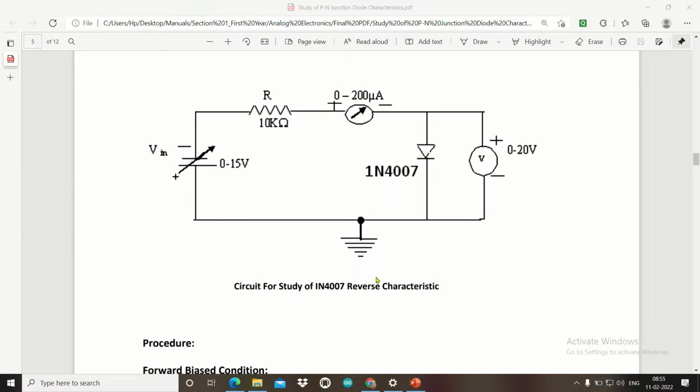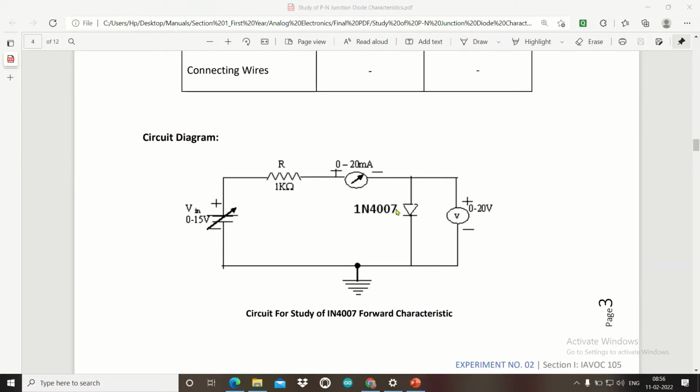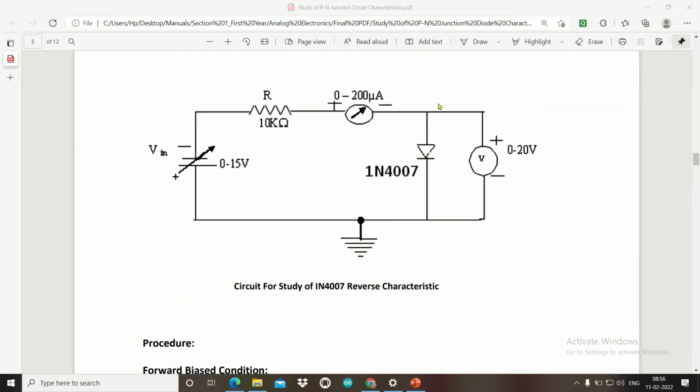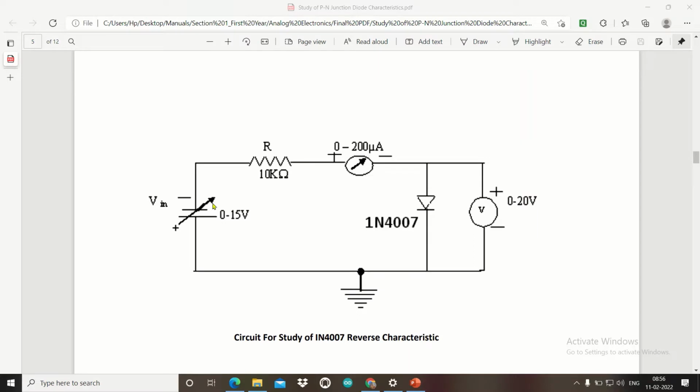Now this is the reverse bias circuit. You can see very easily that here the direction of the diode and here the direction of the diode, they have not changed. Only the battery polarity has been changed. So now you can find the anode of the diode is connected to the negative terminal of the battery, while the cathode of the diode is connected to the positive terminal of the battery. So now we can see that the diode is simply reverse biased.